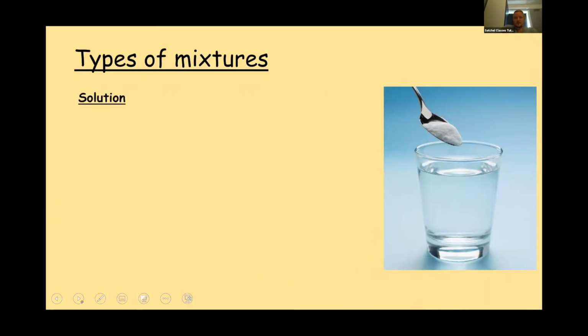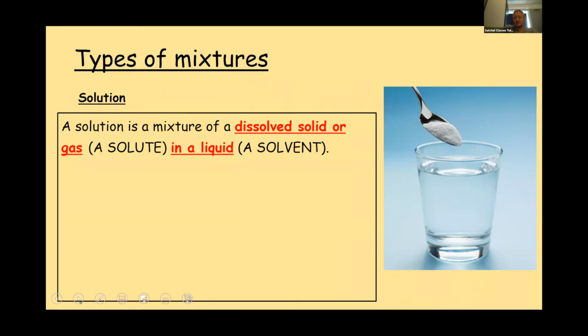The final type is a solution. You've probably seen this, and you've probably done this yourself: sugar in water, salt in water in the school lab. A solution is a mixture of a dissolved or soluble solid or gas, which we call a solute, in a liquid, which we call the solvent. An example is salt dissolved in water.